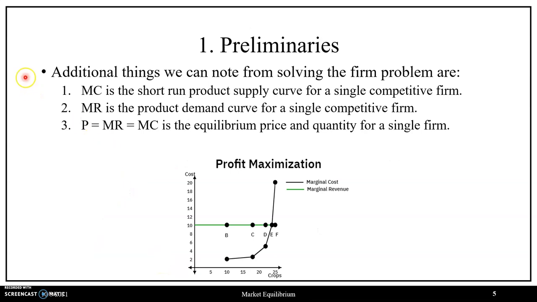Some additional things that we can note with this profit maximization problem is that the marginal cost curve turns out to be the short-run product supply curve for a single competitive firm. Additionally, the marginal revenue curve is the product demand curve for a single competitive firm as well. And lastly, price equal to marginal revenue, which is equal to marginal cost, is the equilibrium price and quantity level for a single firm.